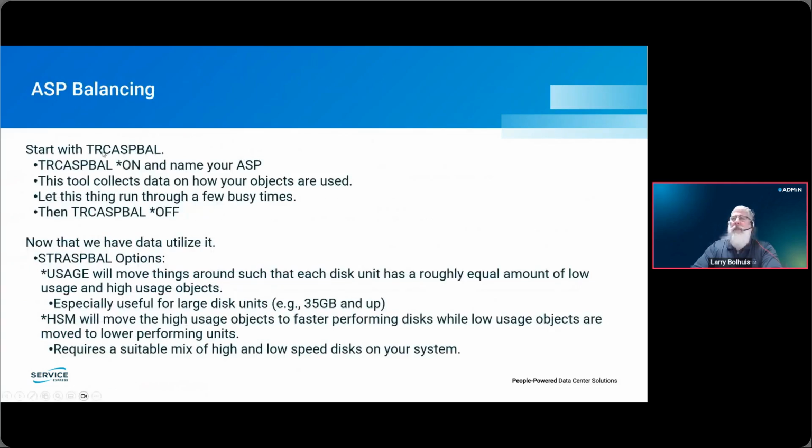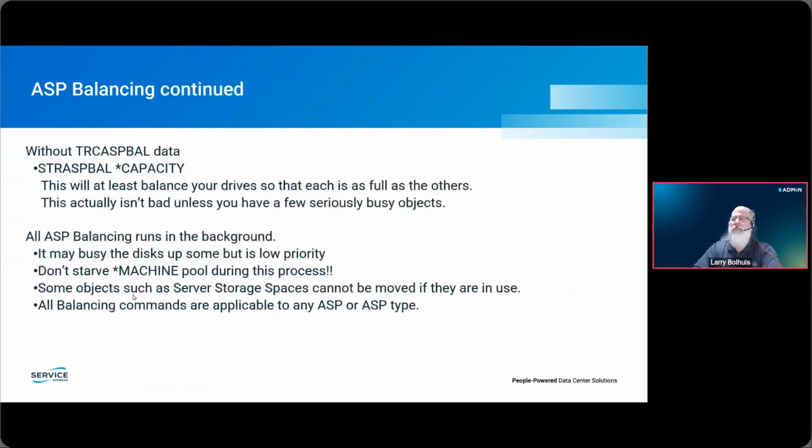ASP balancing, you can do trace ASP balance to collect data, and then you start ASP balance by usage. But today with NVMes and that sort of thing, for the most part, I would just do start ASP balance, start capacity. And the only time you would need this even is if your disks have become out of balance because you've been deleting a lot of stuff and you do want them balanced.